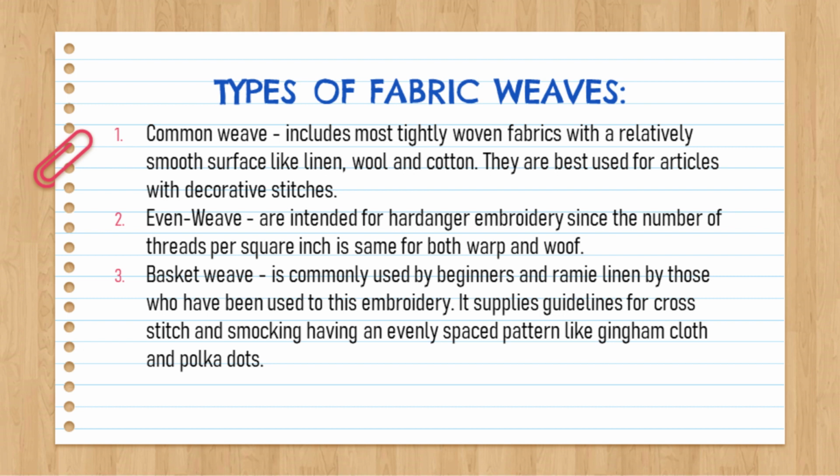Number 2. Even weave is intended for hardanger embroidery since the number of threads per square inch is the same for both warp and woof. 3. Basket weave is commonly used by beginners and ramie linen by those who have been used to this embroidery. It supplies guidelines for cross-stitch and smocking, having an evenly spaced pattern like gingham cloth and polka dots.